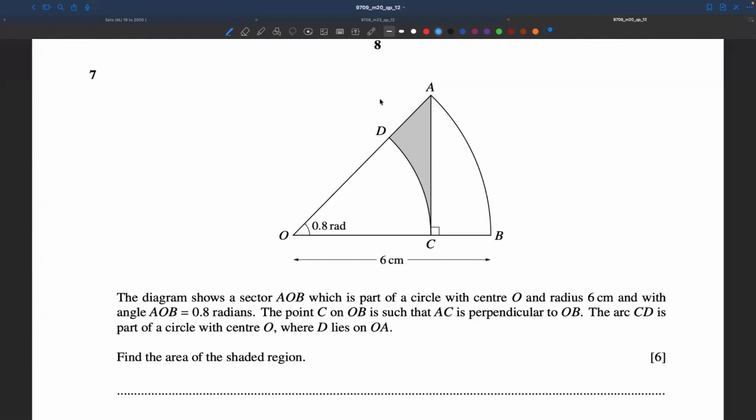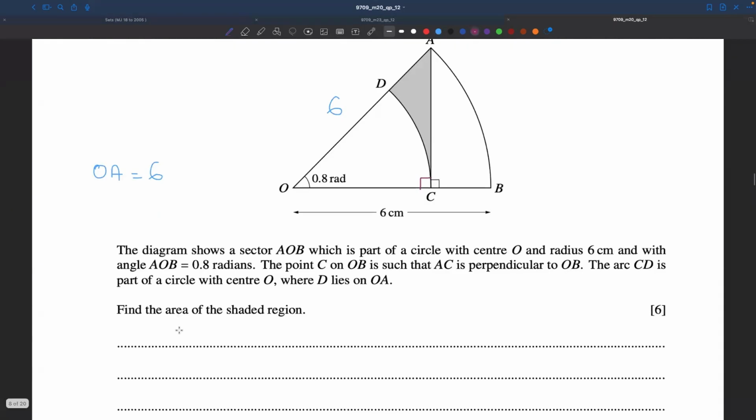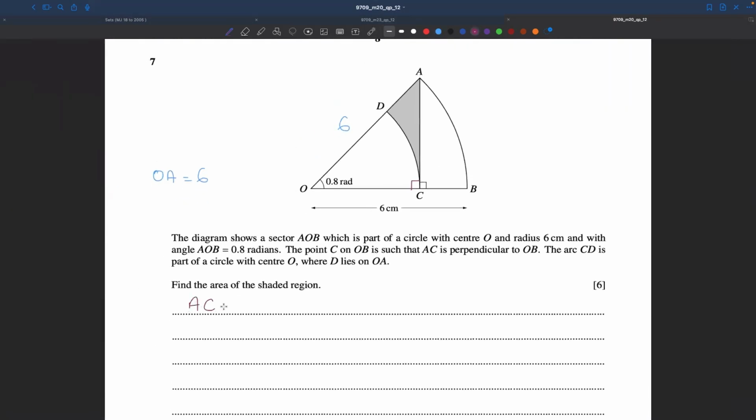Now, if this total length is 6, OB, that means OA is also equal to 6. That is the first information I have. Now, because this is a right angle triangle, this will also be a right angle. Using this, I can also find this length over here, because if I want to find the area of this total triangle, I need the length of AC. I will write opposite over hypotenuse. So sine of 0.8 is equal to opposite, which is AC, upon 6. What is the value of AC? Make sure your calculators are in radian mode.